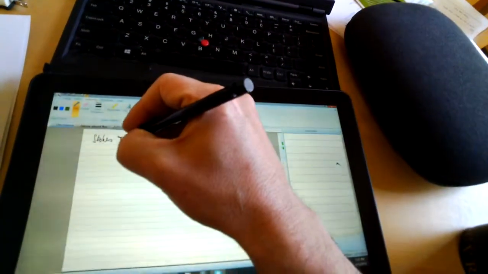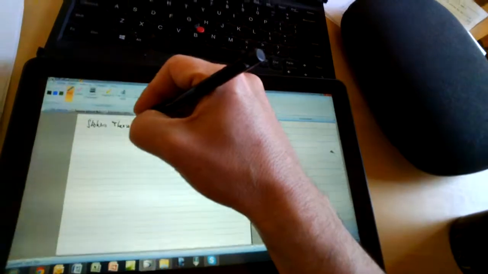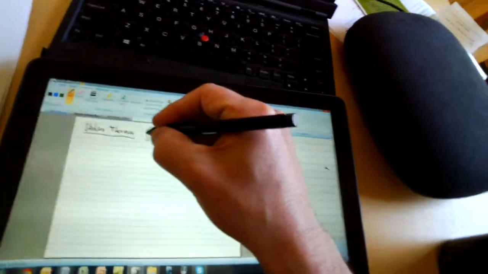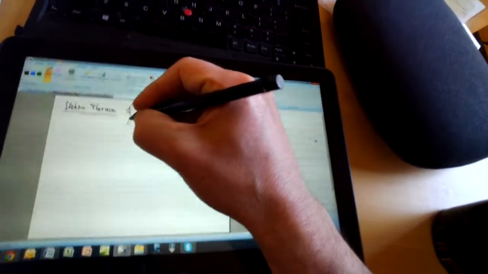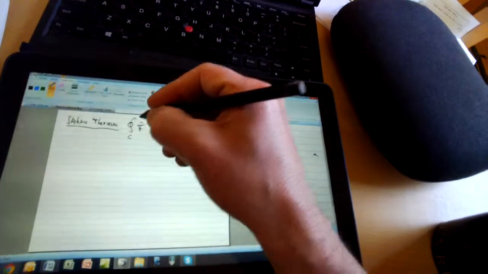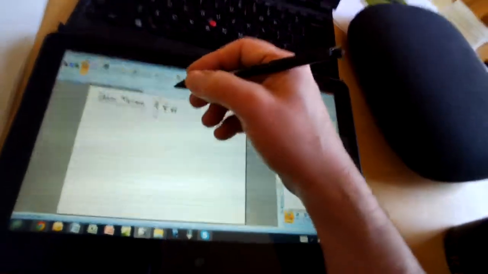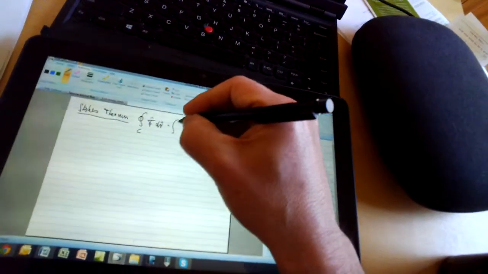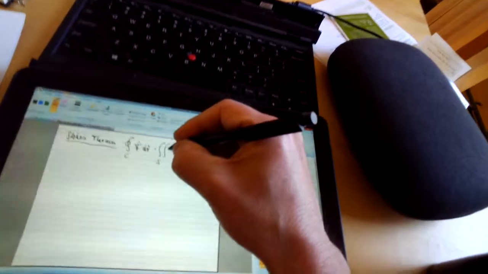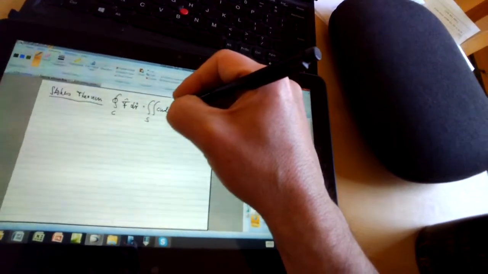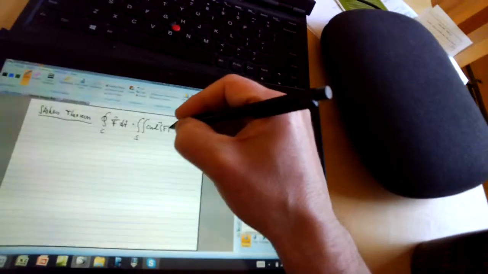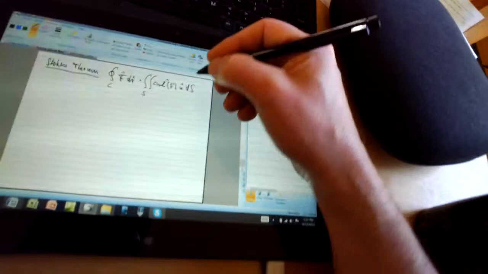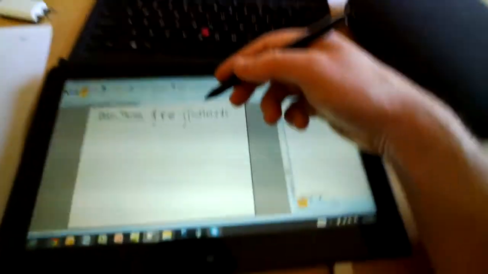Stokes' theorem says that the work, in other words, the integral over a closed curve C of a vector field f dr, which gives you the work, is equal to the double integral over a surface S of the curl of f dot the normal vector to the surface S times the dS, the surface integration. So this is the flux integral here, where the vector field is curl of f.